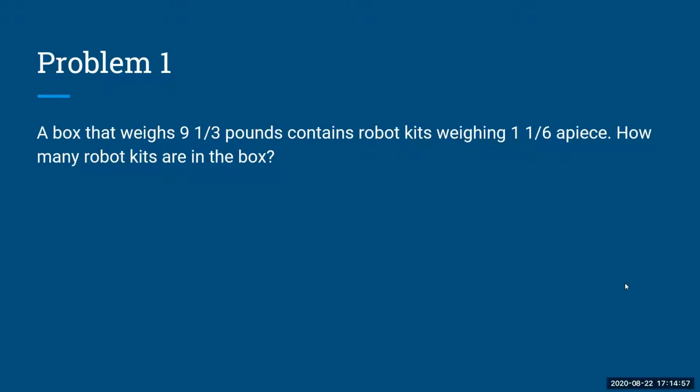Nice try, Sophie. That's not the right answer. If you have a total of 9 1/3 pounds and each robot kit is 1 1/6 pounds, which one would go first? You have a total of 9 1/3 and you split them apart, 1 1/6 pounds each.